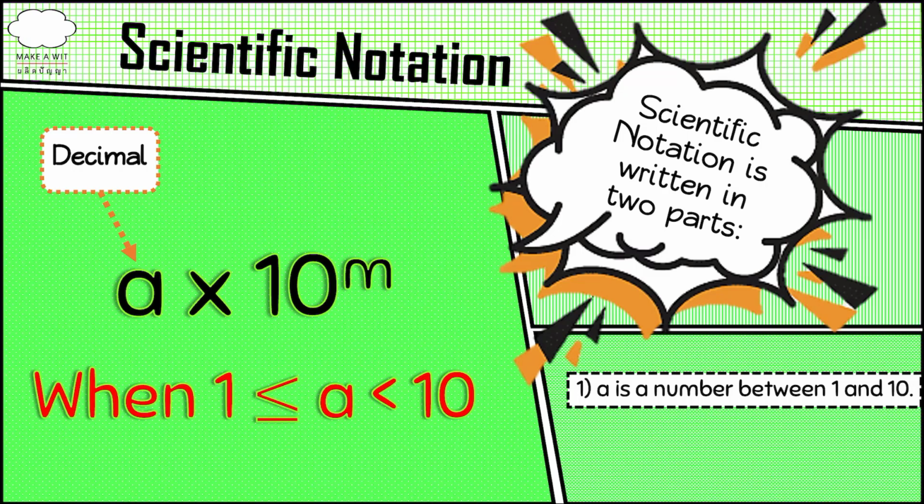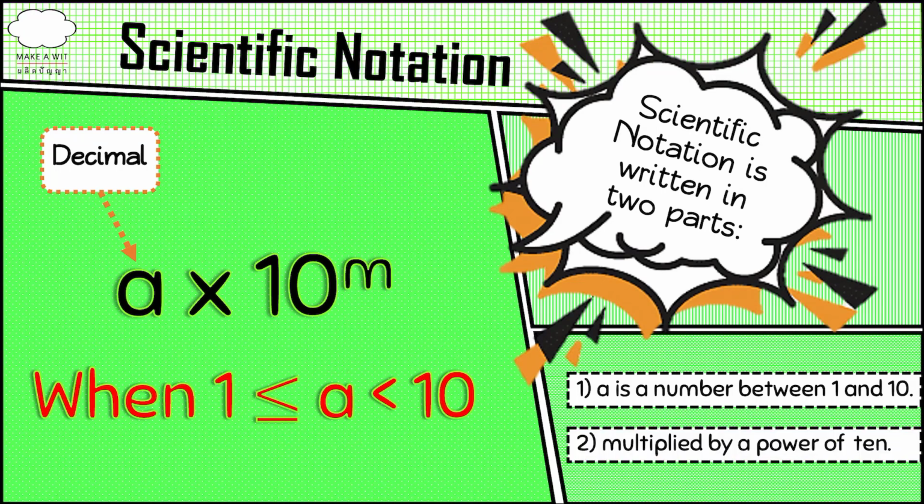And see, a cannot be less than 1 because it can be 1, but it cannot be less than 1. But for number 10, a cannot be number 10. A needs to be less than 10. Part 2, multiplied by a power of 10. Here, power of 10. So 10 will be the base number for the exponent form.